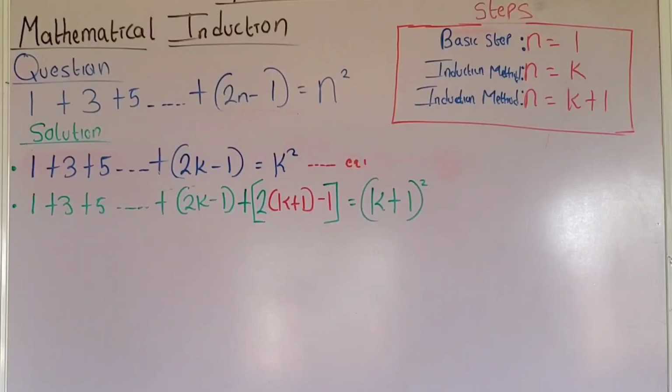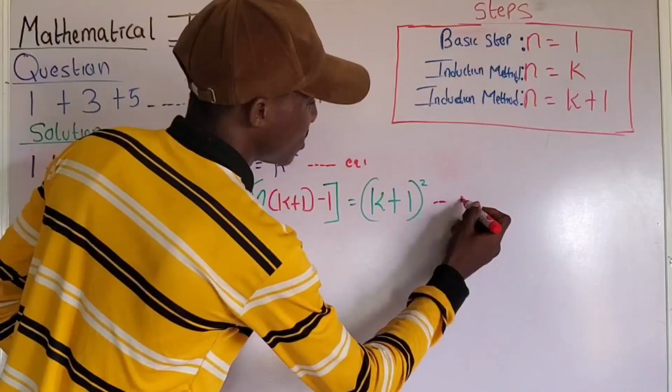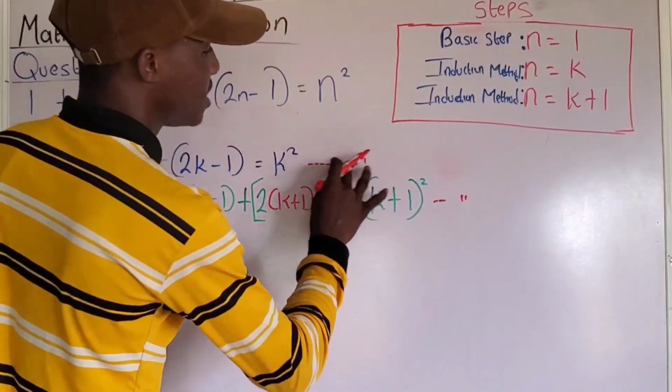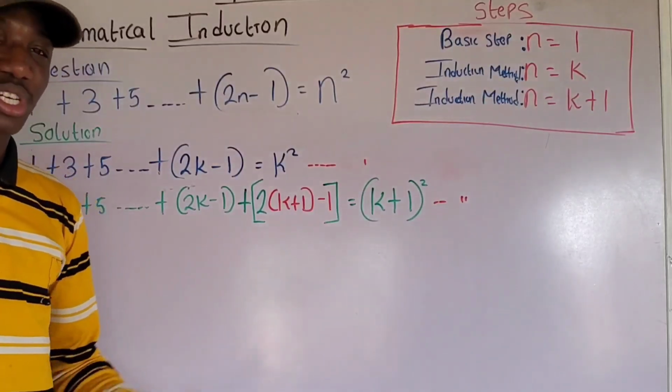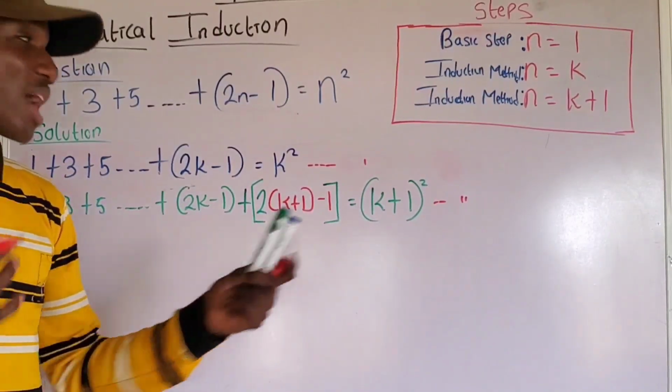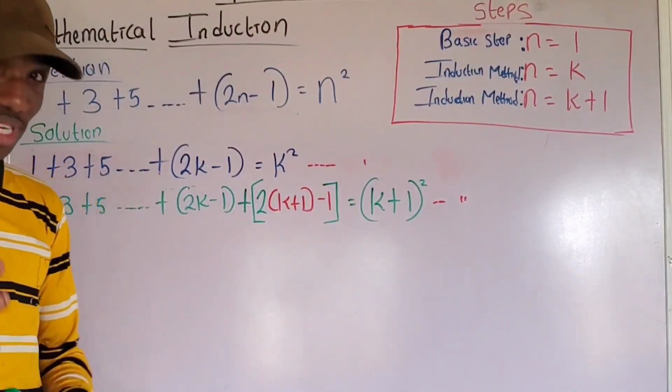Okay, so let us solve. We want to simplify now. Let us call this one equation 1, and let us call this equation 2. The reason why I call it equation 1 and 2 is because I want you to understand. If you are solving this in the exam, you might not include equation 1 or equation 2. You understand what I'm trying to say?